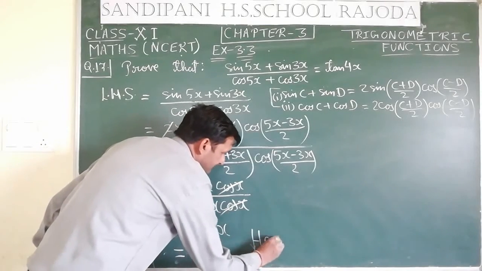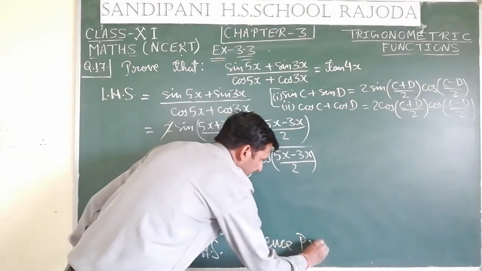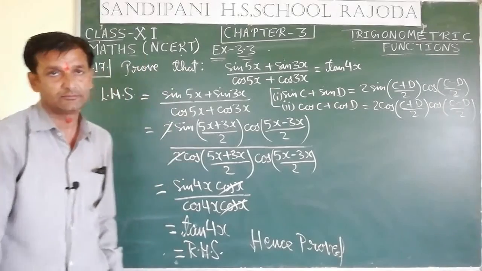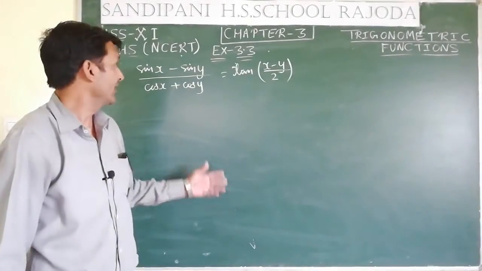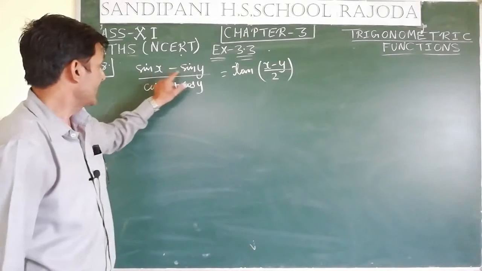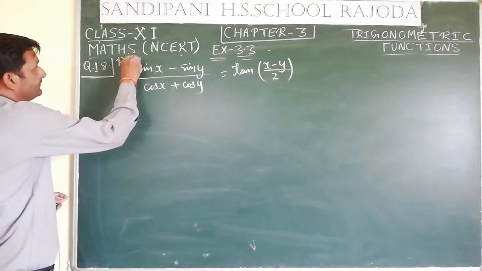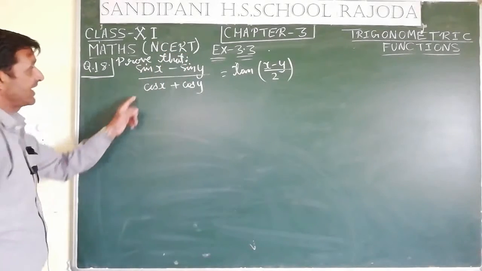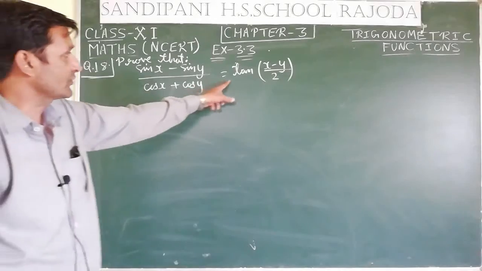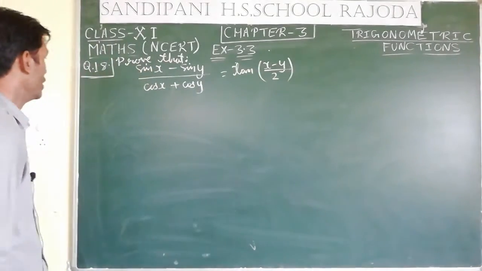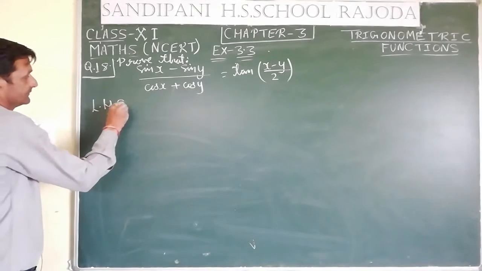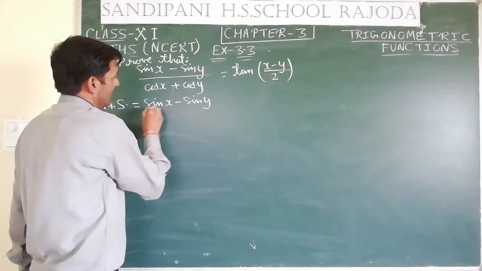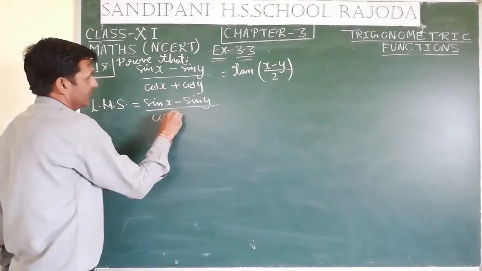We may write here, hence proved now. This is our RHS only. Now our 18th question, here we have to prove that sin x minus sin y upon cos x plus cos y is equal to tan x minus y by 2. So LHS I am taking sin x minus sin y upon cos x plus cos y.